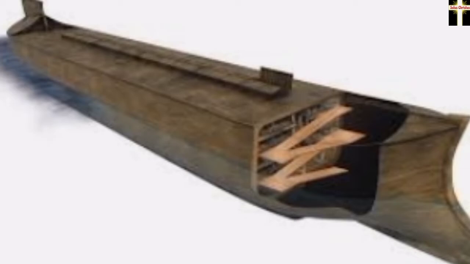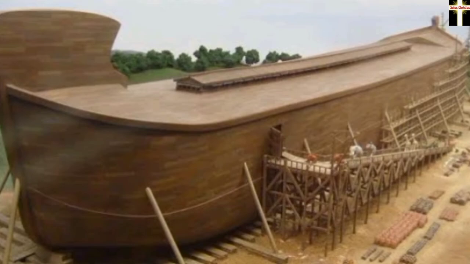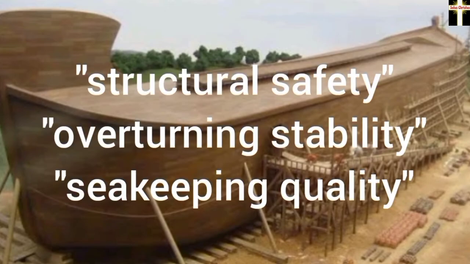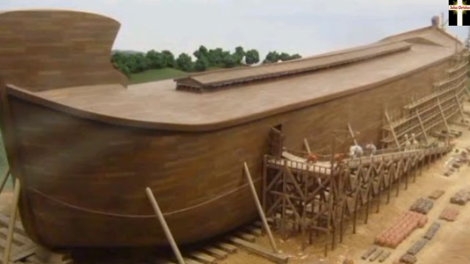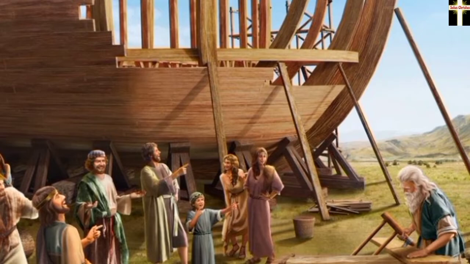Three major safety parameters of a ship in a seaway, which are structural safety, overturning stability, and seakeeping quality, were evaluated together to assess the safety of the whole system. In general, good structural safety ensures the hull against damage caused mainly by wave loads, and enough overturning stability is required to prevent the ship from capsizing because of the winds and waves.